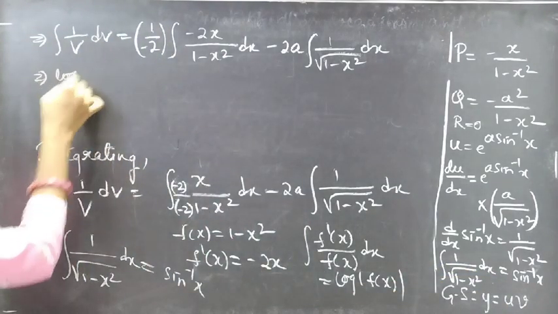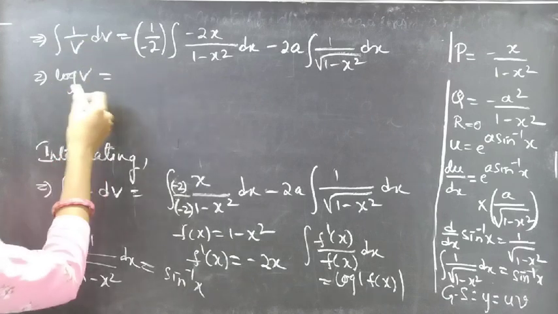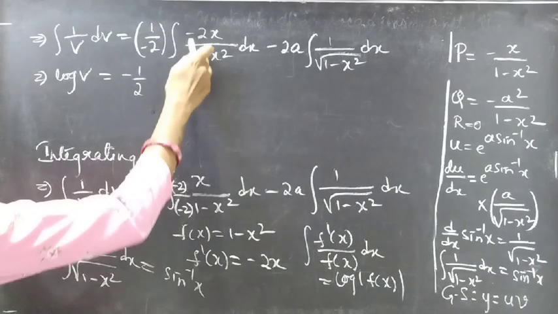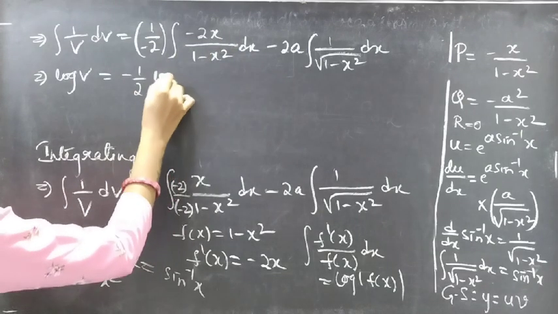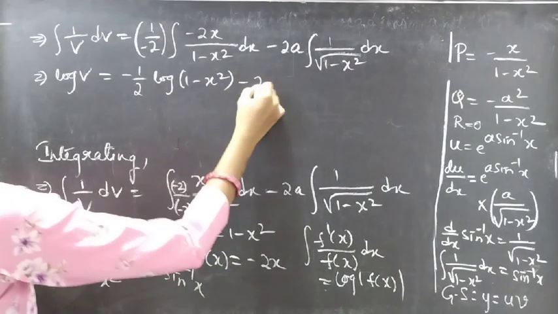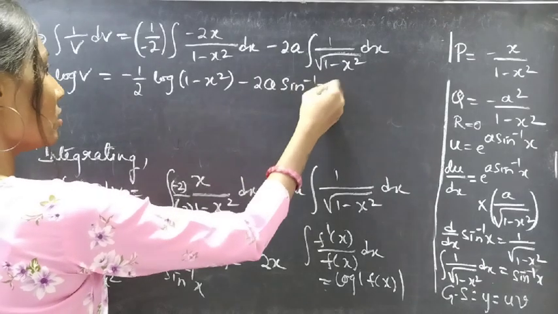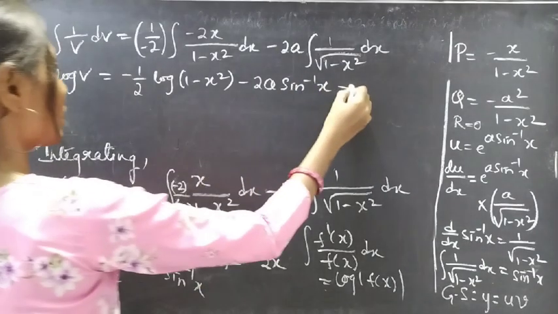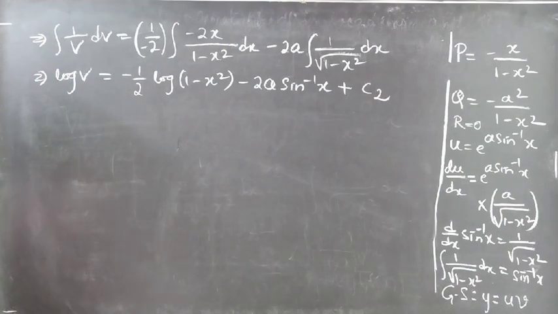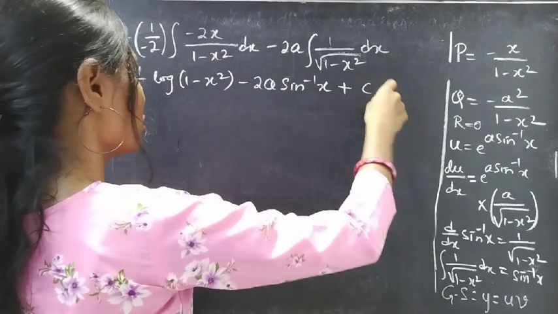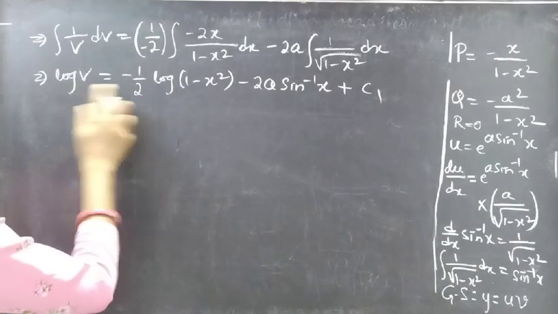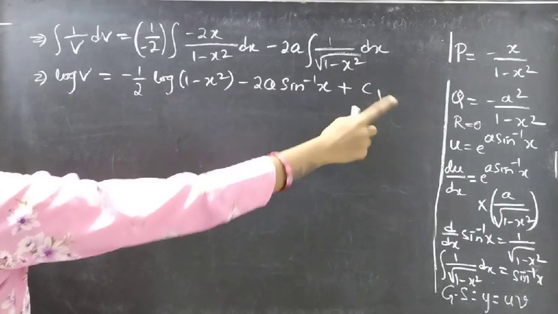We'll get log V equal to, integral 1 by V dV is log V, equal to minus 1 by 2 into integral. So here you have f dash of x by f of x, so we can write it as log of 1 minus x square using this formula, minus 2a into sine inverse x plus integral constant, say c2. We have not used c1, right? So I'll take the constant as c1. Already we have two terms in log, so we can write this c1 as log c1.